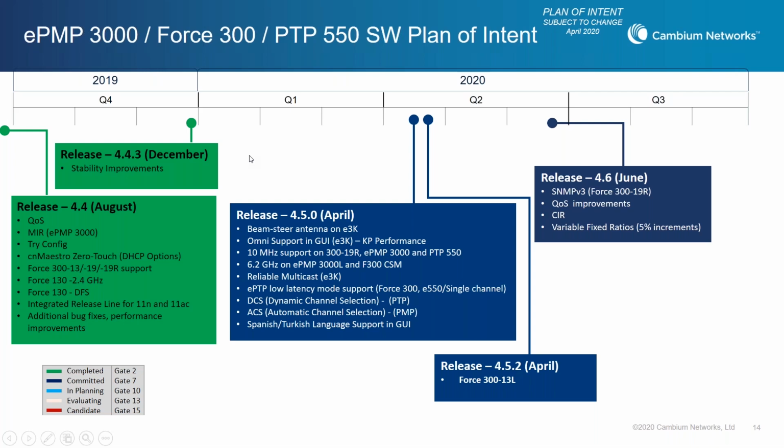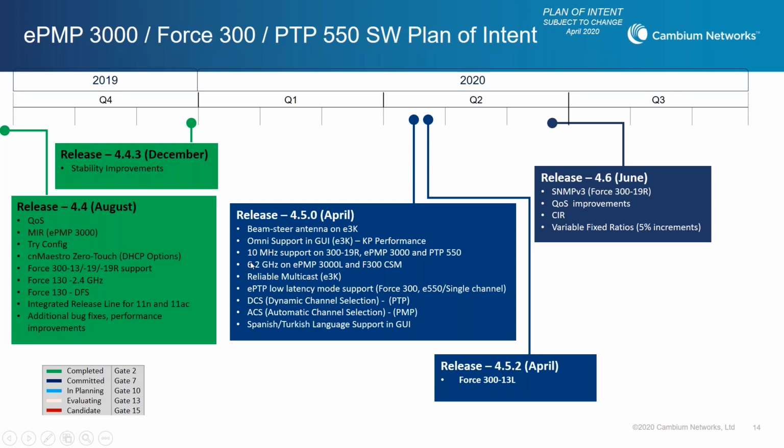Okay. As Sakid mentioned, he pointed out several features. On the ePMP software release plan, he strongly suggested being on 4.4.3. That is the release that is official and is on our support website. We have 4.5 in beta. We expect to go to commercial release and official support of this in April, yet this month. There are several features in here that you'll want to take a look at as soon as they become available, such as support for the beam steer antenna, the Omni.